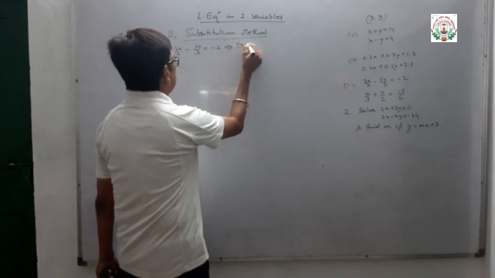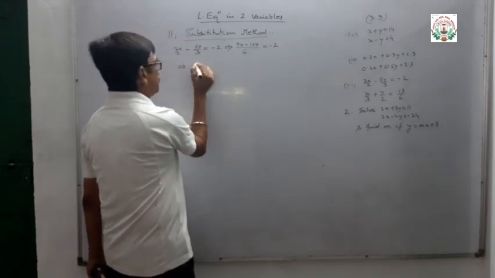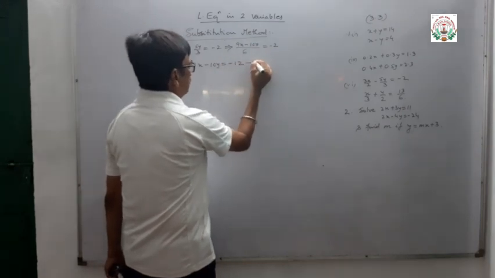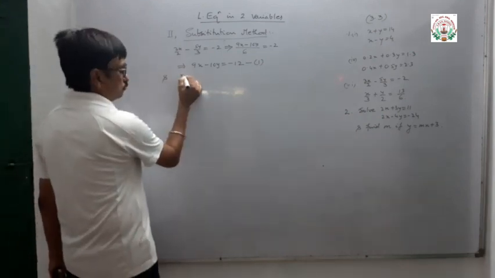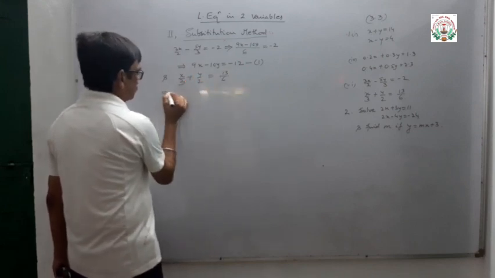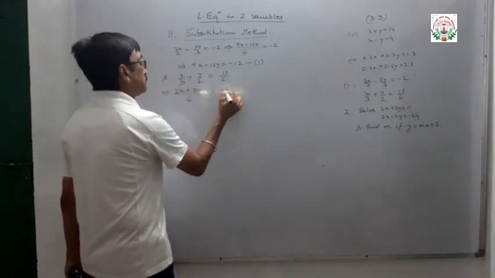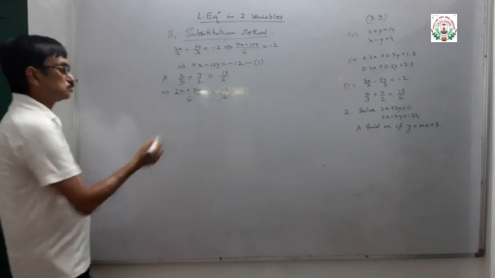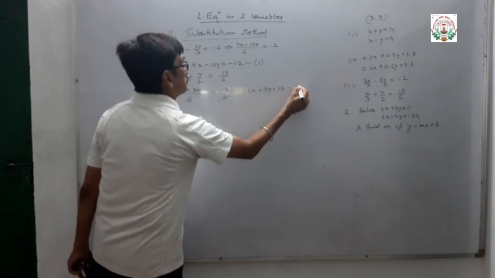So 9x minus 10y equals minus 2, which becomes 9x minus 10y equals minus 12, cross multiplied. Equation number 1 is now in its simplest form. Now the second equation is given to us, x by 3 plus y by 2 equals 13 upon 6. Here also on the left side we take LCM as 6. So 2x plus 3y equals 13 upon 6. The denominators are on opposite sides of the equal sign, so they cancel out. So 2x plus 3y equals 13, equation number 2.